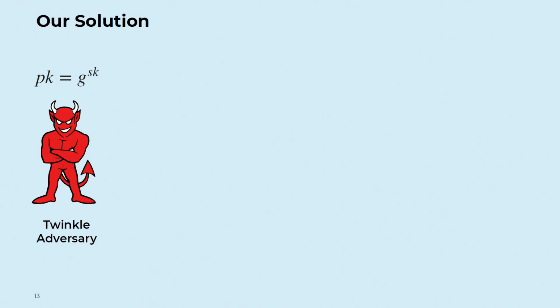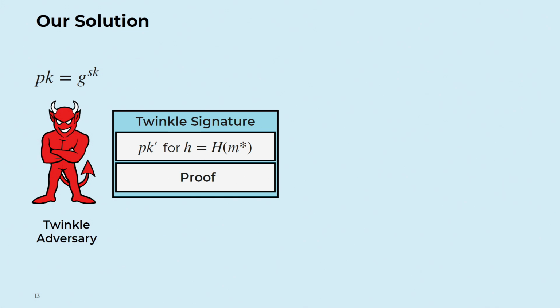So we have an adversary against this new scheme, Twinkle. It gets as input the public key, and now it outputs a signature. The signature is this pk prime and some proof. We don't know anything about pk prime. We just know the proof verifies. So now we consider two cases. The first is pk prime really is h to the sk, the thing that it should be. Well, in this case, it's a CDH solution, right, for pk and h.